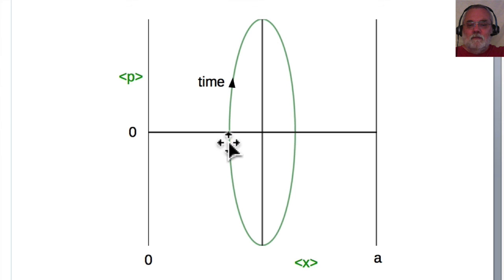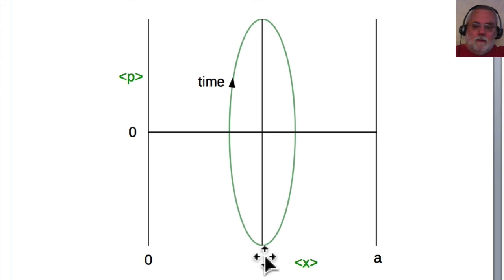And at some time here, the expectation value of position is as far left as it's going to get, and the momentum is zero. And the momentum is now switching from negative to positive, and the expectation value of the particle moves here and here and here. Now, this is showing us the time motion of the expectation value of position and momentum for the particle.